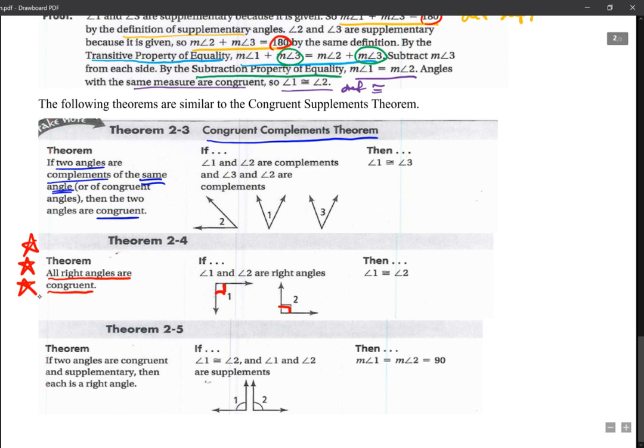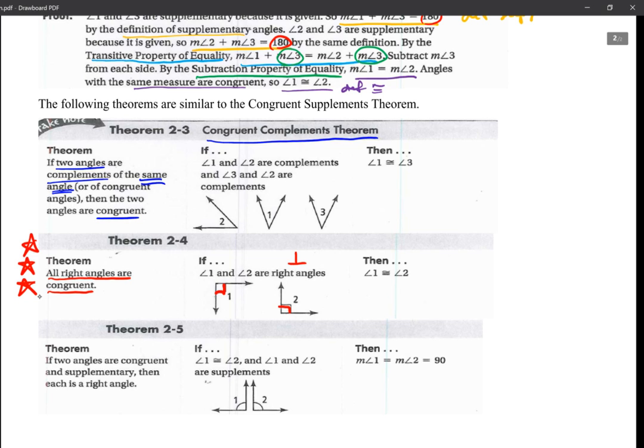And how do we know that things are right angles? Well, we're either told they're right angles, they're marked right angles, or perpendicular gives us right angles. We're going to run into a lot of things that are perpendicular. I'll tell you that right now. All right angles are congruent. Tells me that angle 1 and angle 2 are congruent.